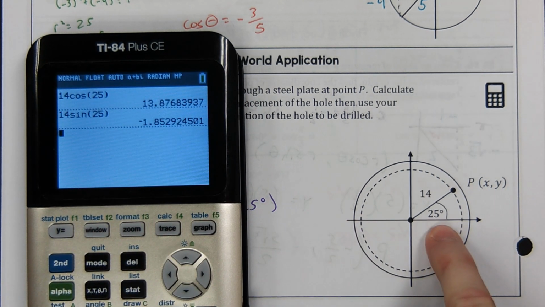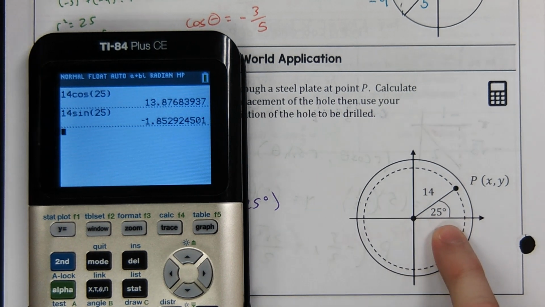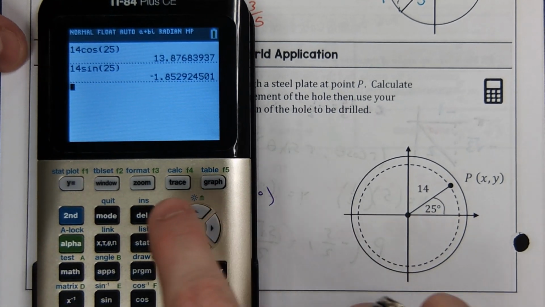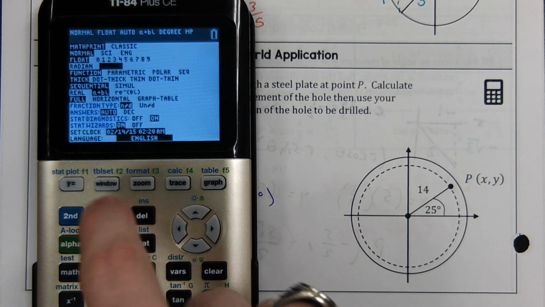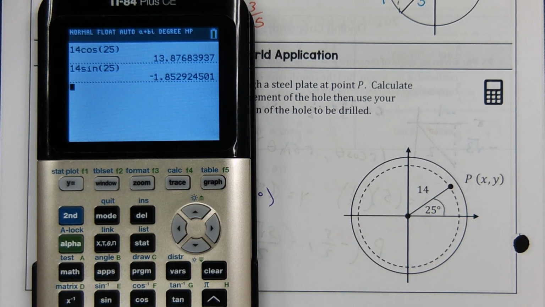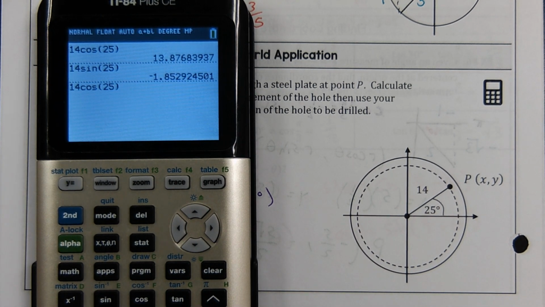These are degrees. You need to change it to degree mode. Press mode. Come on down over to degrees. Now, 14 cosine and 14 sine of 25. Yes? Because most trig is done in radians. You have to change it back and forth. Yep. So whatever unit the question is asked in, that is the unit you work in on the calculator.